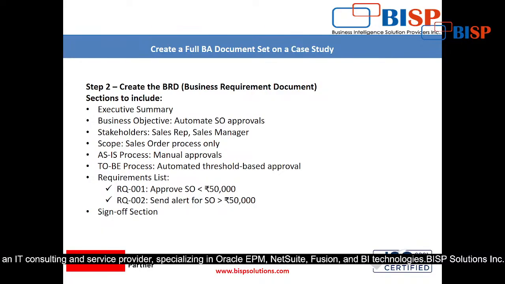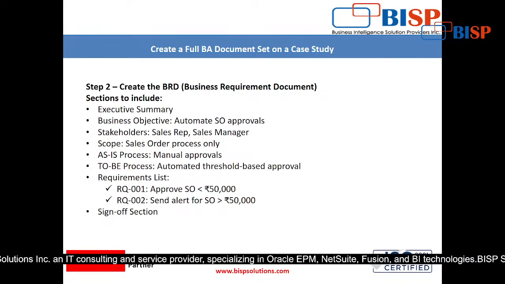Manually someone is approving. That means all the sales orders are checked by someone else, and then manually he approves it. But what if orders below 50,000 should be auto approved, and those greater than 50,000 should be sent directly to the related person, right? So that is the main process. The as-is process means manual approval. The to-be process is automated threshold-based approval.